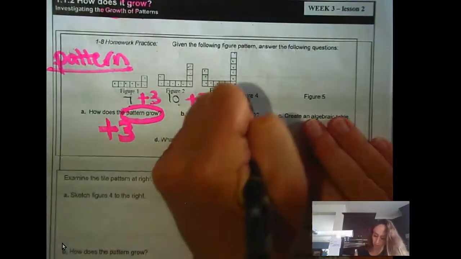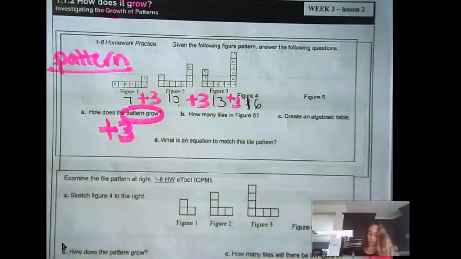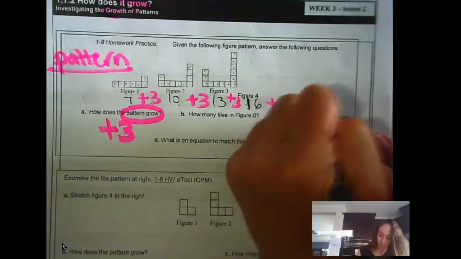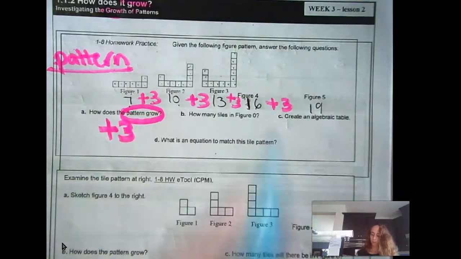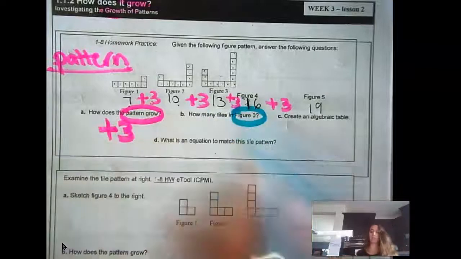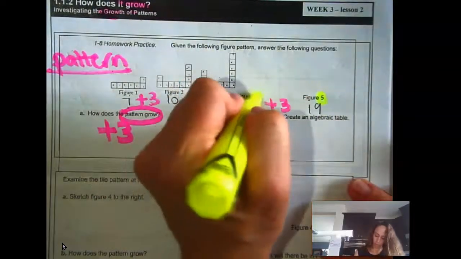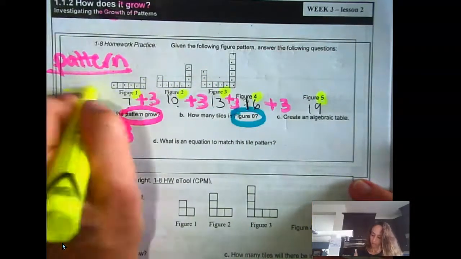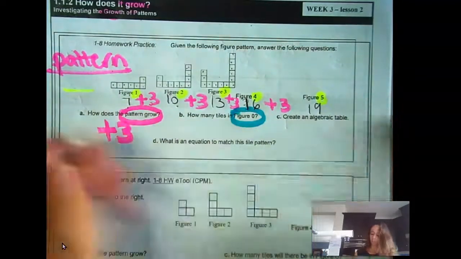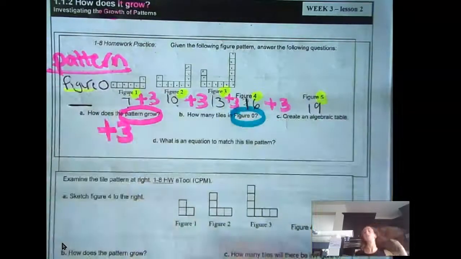And figure 4 would be 16. And then how would I get figure 5? Plus 3. And that would be 19. Okay. Now the difference is, this time they're saying how much in figure 0. So let's look. 5, 4, 3, 2, 1. That means right here would be figure 0. How many do you think?